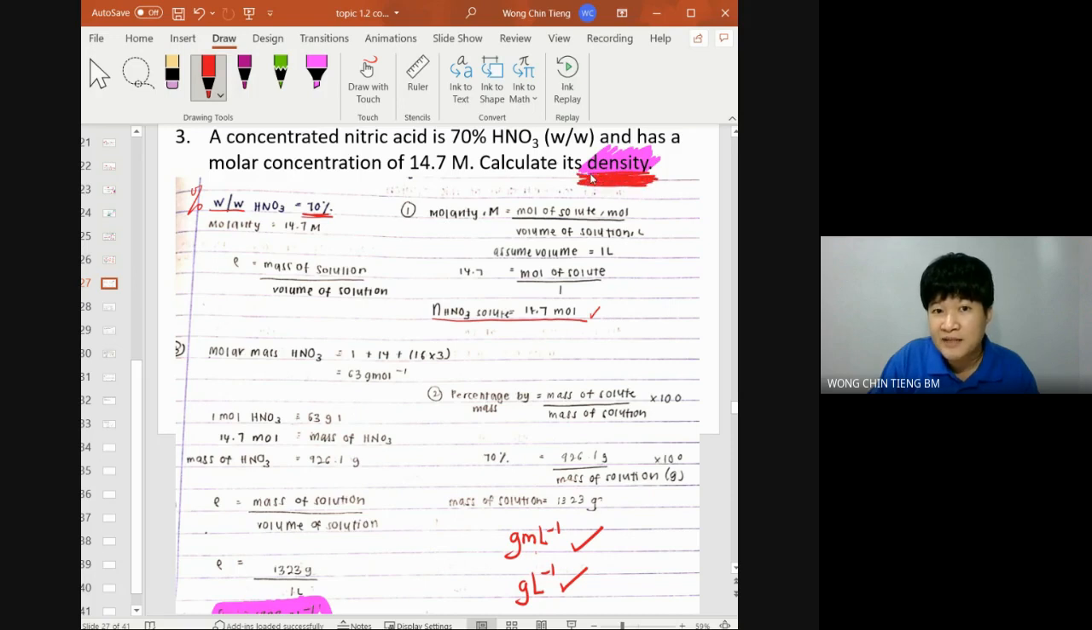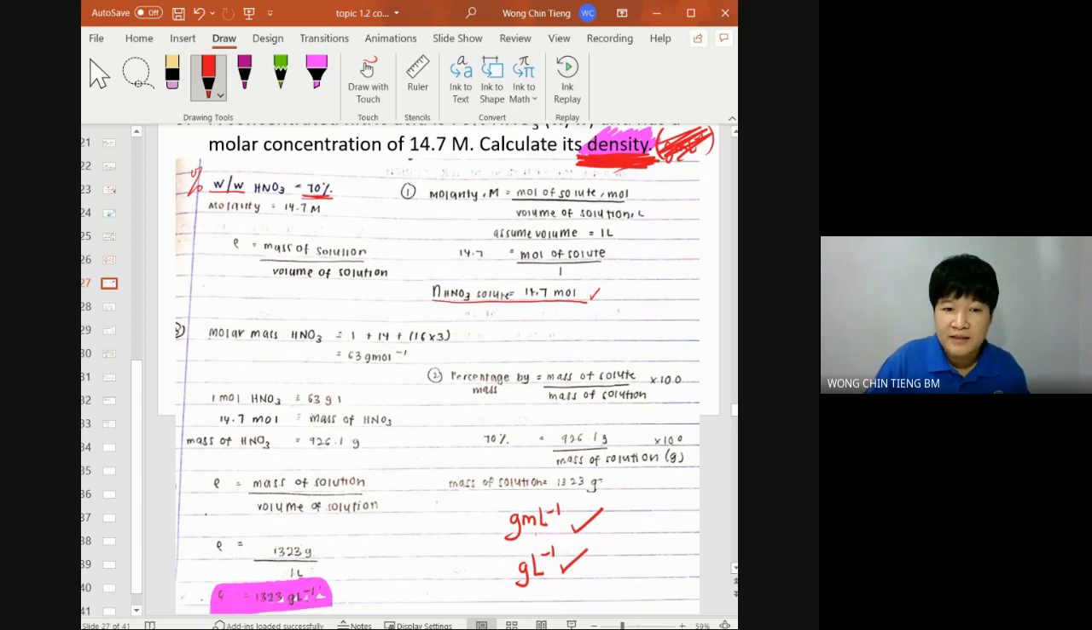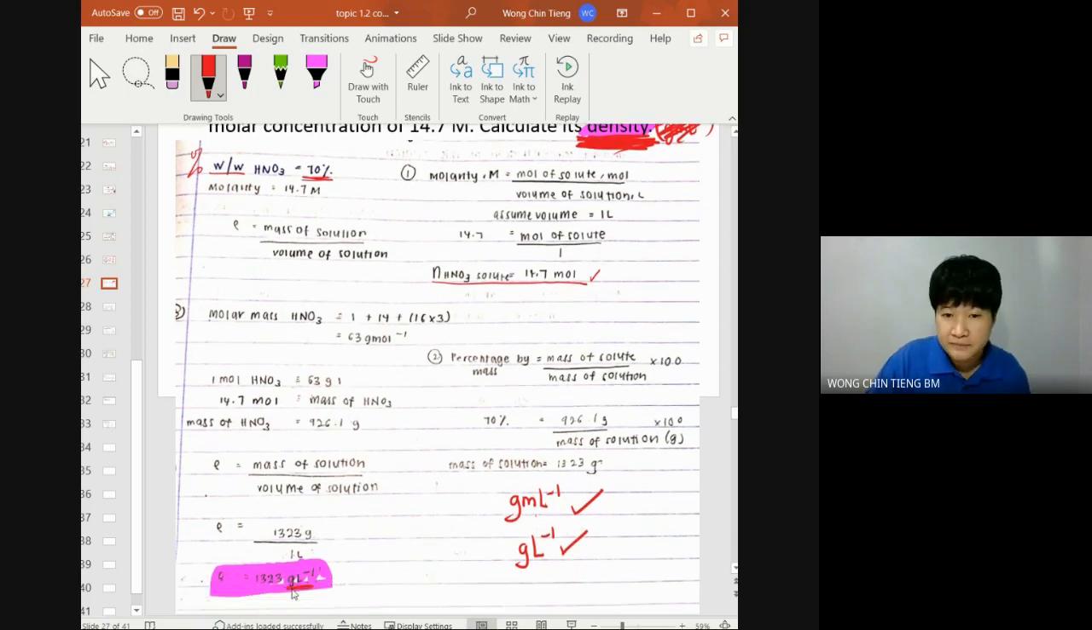Kadang-kadang masalah paling besar adalah kita diberi pilihan. I think that is the biggest problem. Kalau dia tulis siap-siap gram per mililiter, saya rasa semua orang lagi seronok. Tapi sekarang soalan tak bagi. You choose what unit you want. Okay? So, your friend over here decided to use gram per liter.